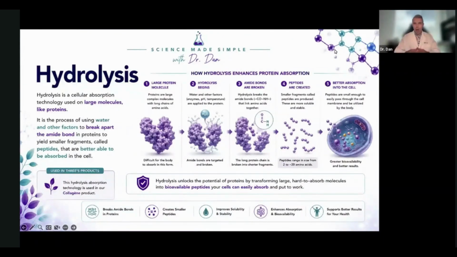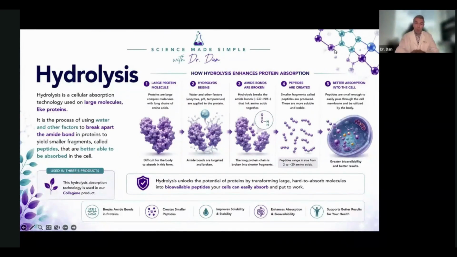Another approach is called hydrolysis. Sometimes molecules are just so big that they can't get into the cell, and collagen is one of those. With collagen, we can't really use any of the other technologies we've talked about because it's a big molecule. So we first need to break it down into smaller and smaller pieces. And that's where our scientific absorption technology called hydrolysis comes in.